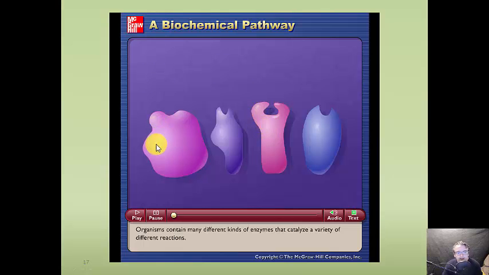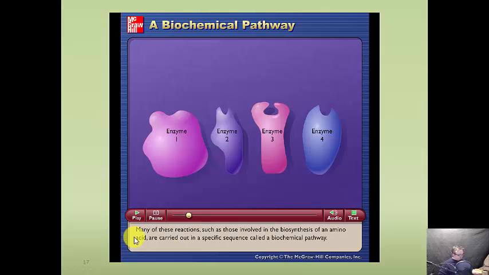Okay, here's another video showing how a biochemical pathway works. Organisms contain many different kinds of enzymes that catalyze a variety of different reactions. Many of these reactions, such as those involved in the biosynthesis of an amino acid, are carried out in a specific sequence called a biochemical pathway. In such pathways, a substrate is converted into a product by the first enzyme in the pathway, and the product of the first reaction then becomes the substrate for the next reaction. The product of the first reaction then becomes the substrate for the second enzyme.